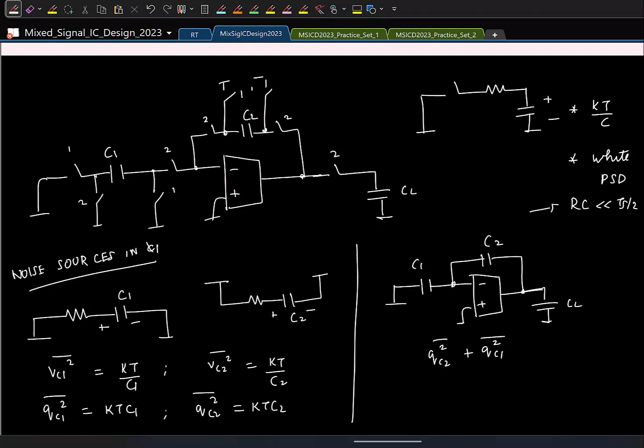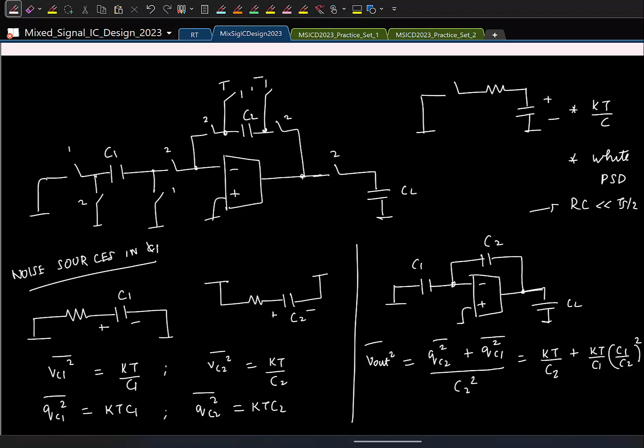What is the output voltage? Remember, output voltage is the same as the voltage across C2. So we know the charge stored in C2, mean squared value of it. So what is the mean squared value of the voltage across C2? From the charge, how will I find the voltage? By C2 squared here, right? So you can work out this will be kT by C2. This is what it will be.